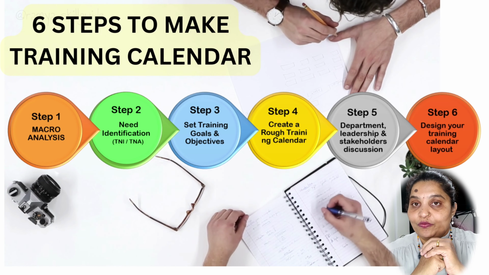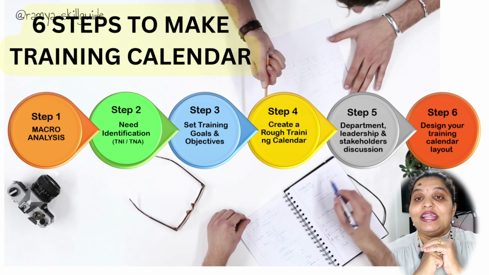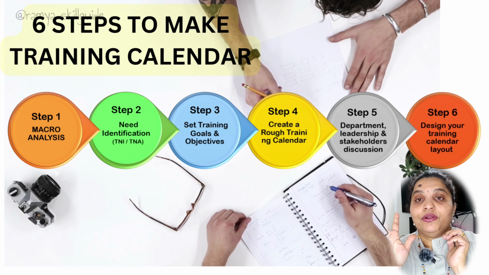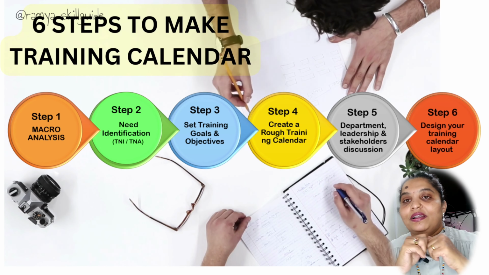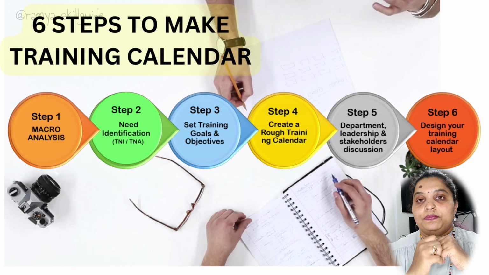Set training goals and objectives. Step 4. Create a rough training calendar. Step 5. Departments, leadership and stakeholder discussions. Step 6. Design your training calendar layout.